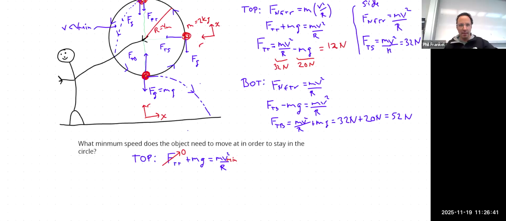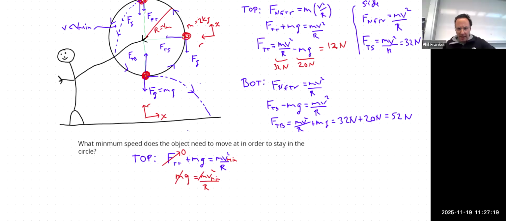Any slower, the object will free fall out of the circle entirely. Okay, so let's solve for that minimum speed. We have mg equaling m v min squared over r. And I see that the mass has nothing to do with it. So it doesn't matter if you're swinging around a brick or swinging around a fluffy bag of cotton swabs.